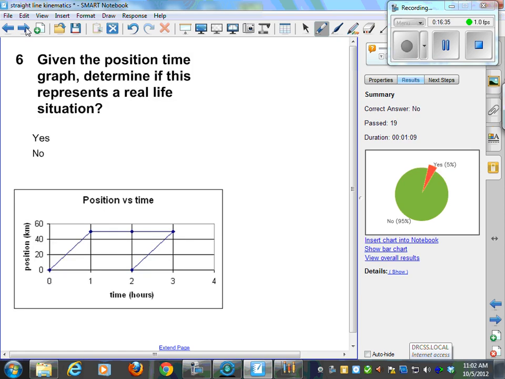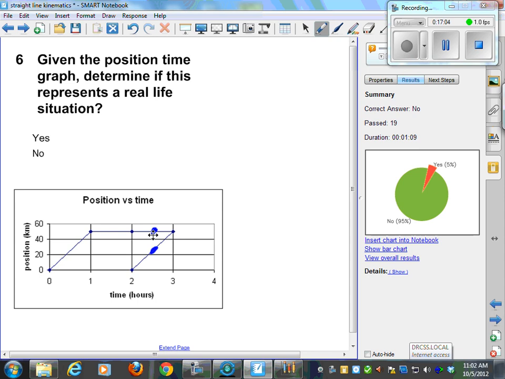Given the position time graph below, is this a real-life possible situation? No. 5% of you said yes, 95% of you said no, so the answer must be no. Can you tell me why this is not possible? You can't go back in time. You can't be in 2 places at the same time, Connor. At 2.5 hours, you can't be there and there, right?